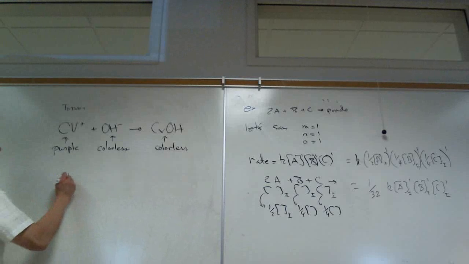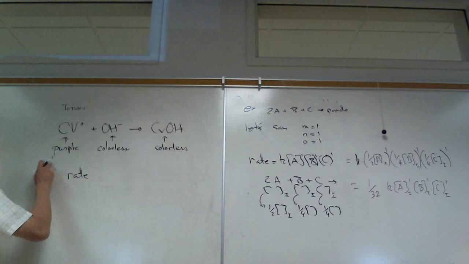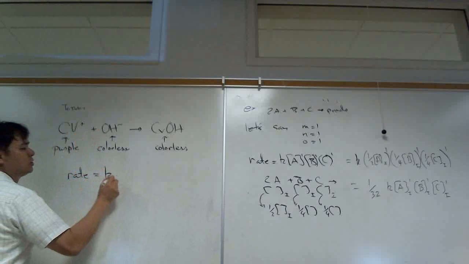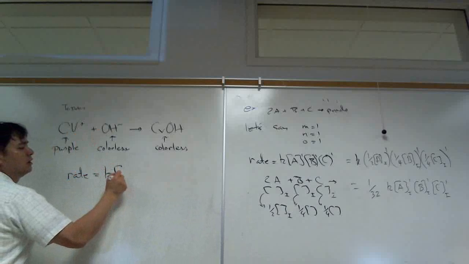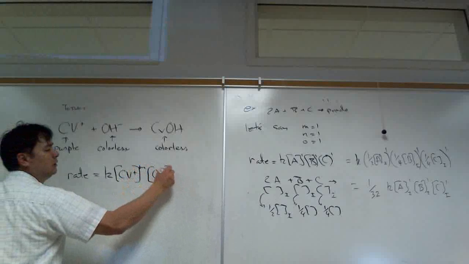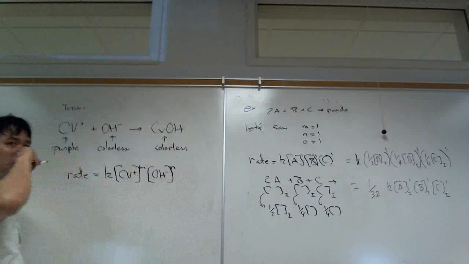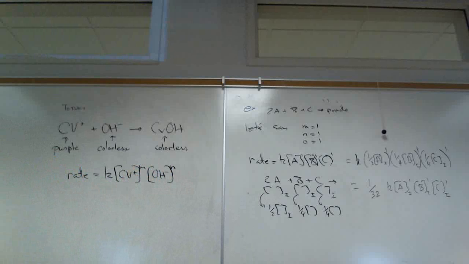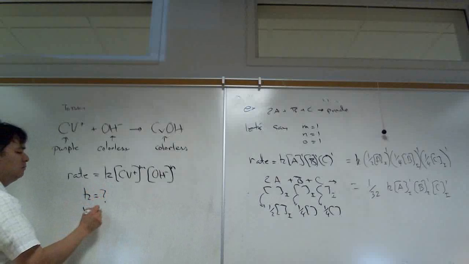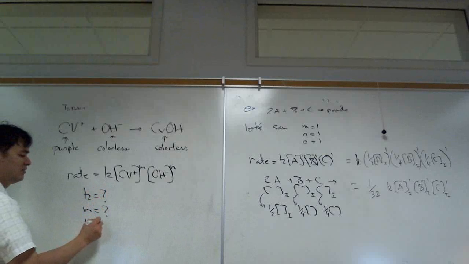The rate is going to be influenced by the two reactants, crystal violet and hydroxide. So the rate law showing how the rate depends on those will be just given by crystal violet to the M, hydroxide to the N. Now what we want to do is we want to figure out the three things. We want to determine what is K, what is M, and what is N.